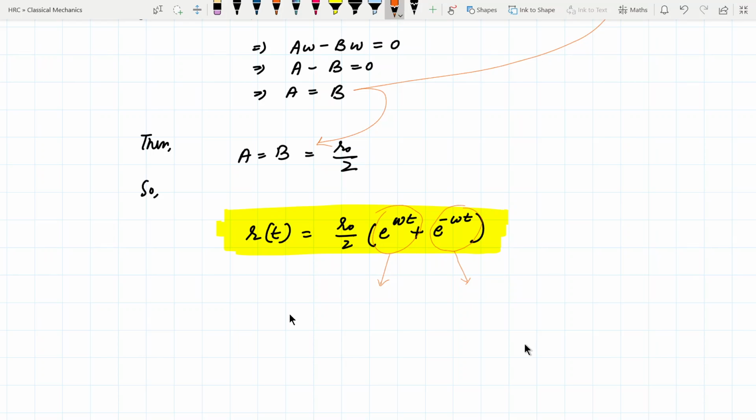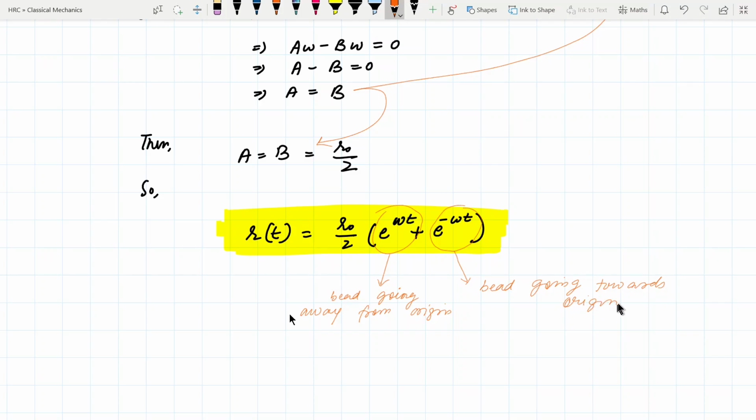So because of the first, it exponentially increases. Because of the second, it exponentially decreases. Okay. So this basically leads to the bead going away from the origin, right? Yes, sir. Going away from the origin, and this leads to the bead going towards the origin, right?